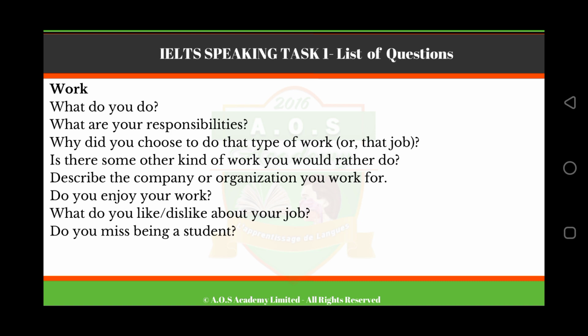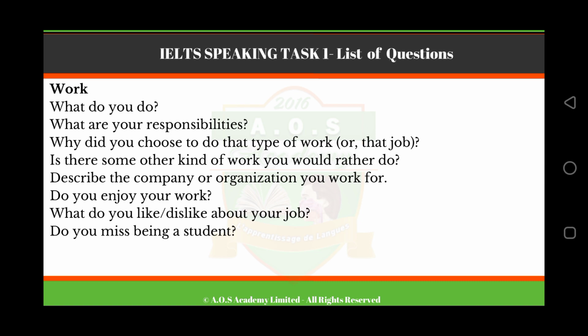The next question, which is the fourth one: is there some other kind of work you would rather do? At present, I don't think I'm able to dedicate myself to any other job. It's the experiences and opportunities I can gain that matter to me.